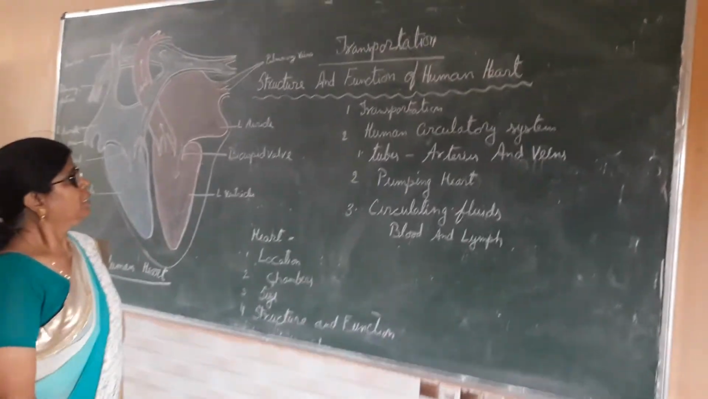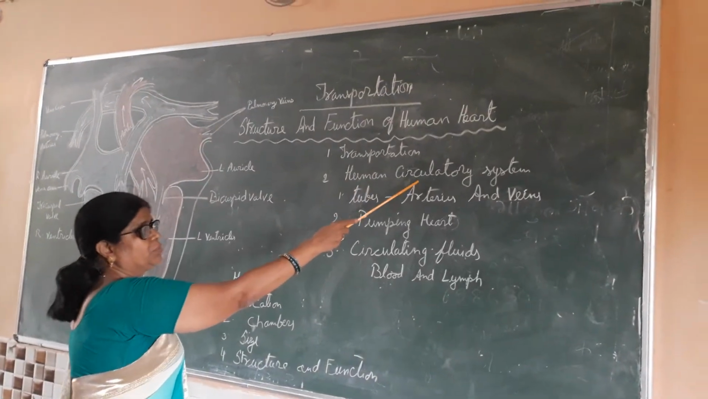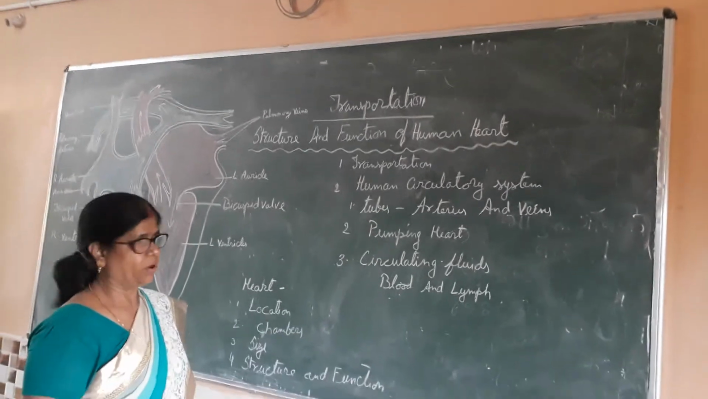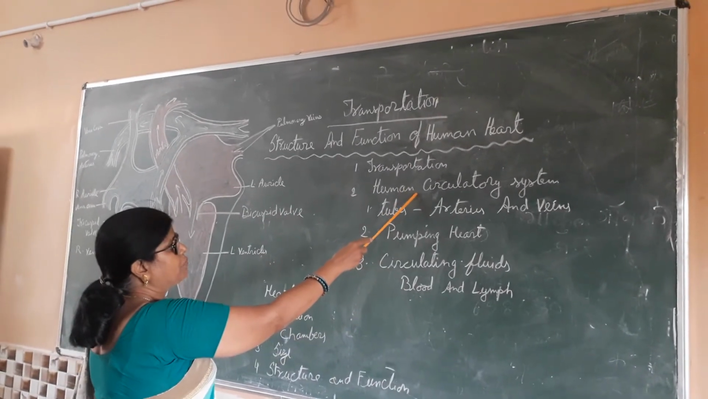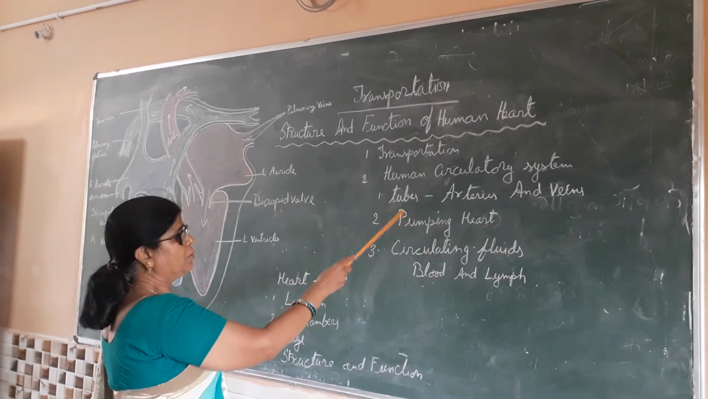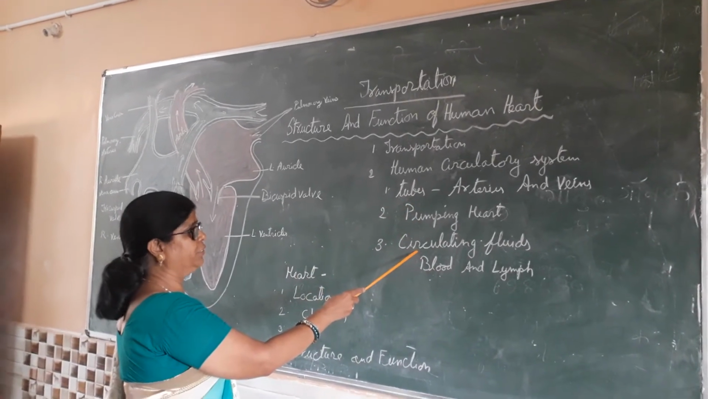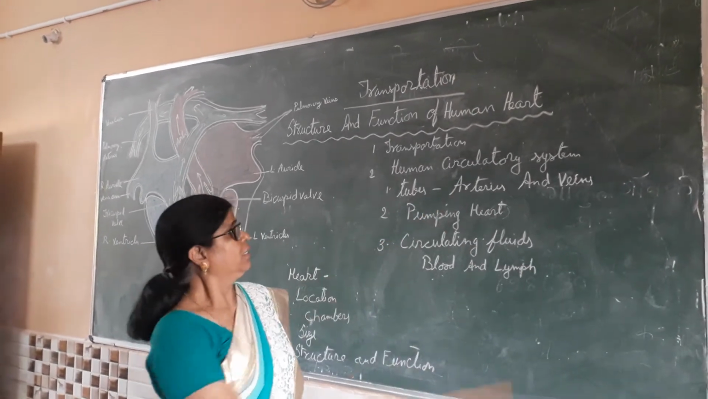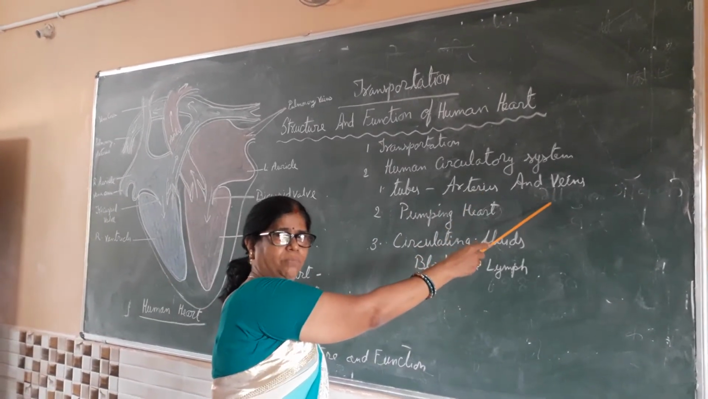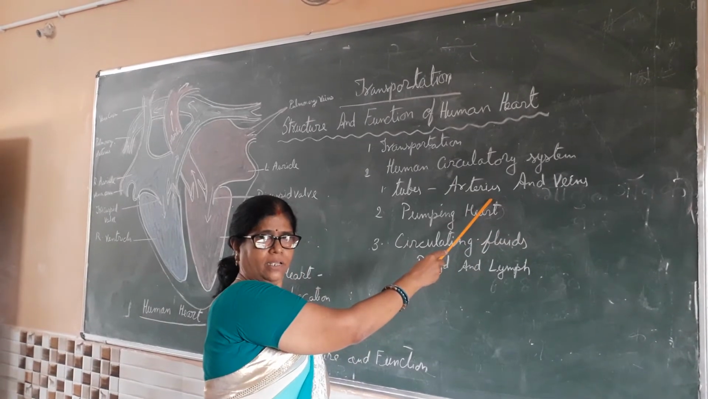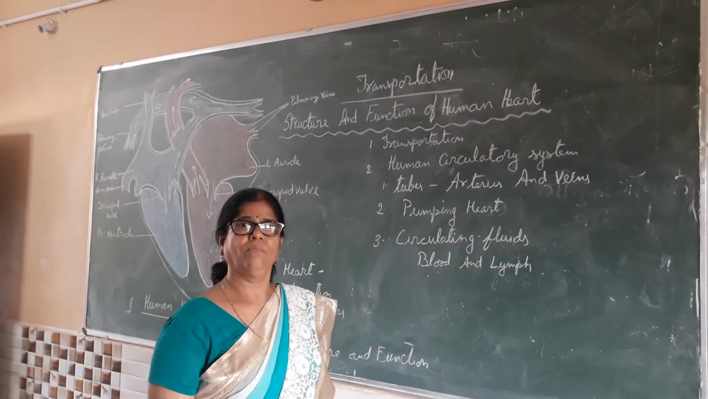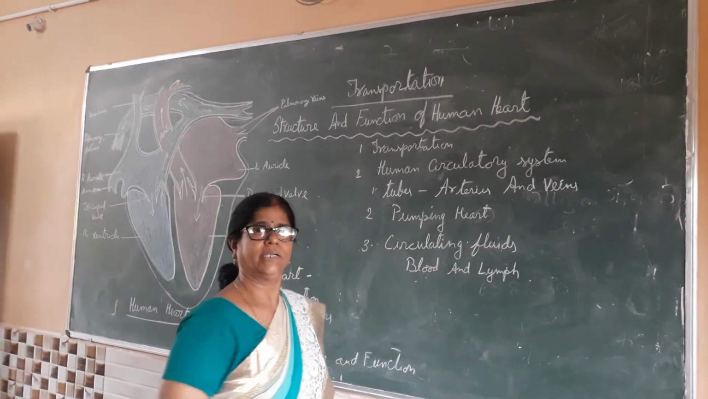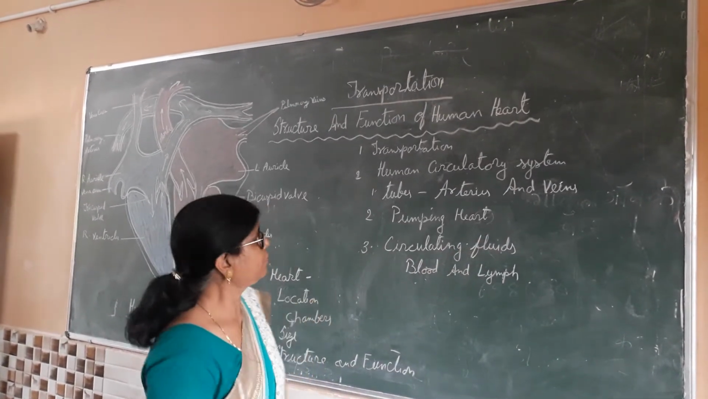In our body, there is the circulatory system. Through the circulatory system, the materials are transported in our body. The human circulatory system consists of tubes, a pumping heart and circulating fluid. There are two types of tubes found in our body. The first is arteries and the second is veins. Arteries carry the oxygenated blood from one part of our body to other parts, while veins carry the deoxygenated blood.